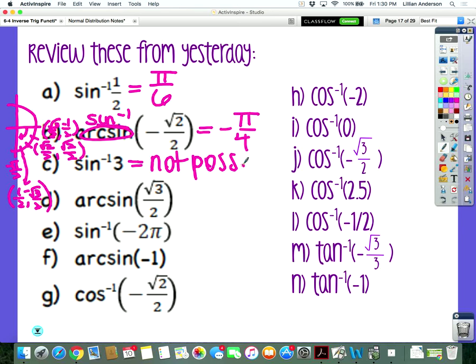Arc sine, sine inverse of square root 3 over 2. Where is that, Angie? Negative. Negative what? Careful. It's a positive. Sine is positive in the first quadrant. I put negative. Well, it was a positive. So where would the positive be? Would it be in the fourth quadrant or the first quadrant? First. And so you were right on the value, but it would just be the positive version.